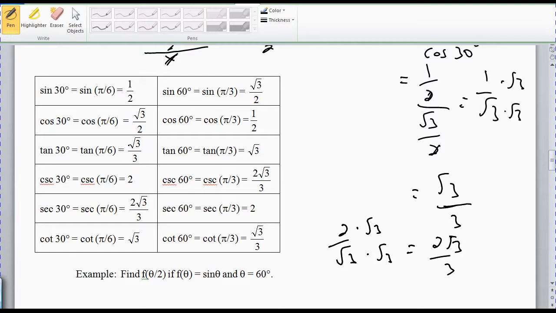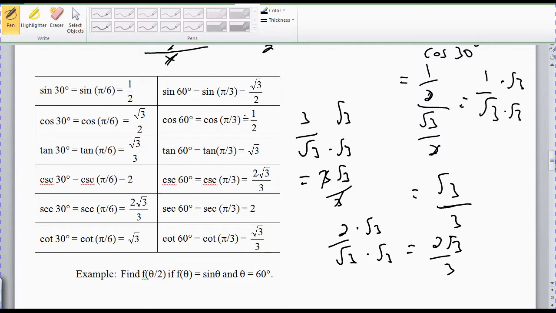Cotangent of 30 is the reciprocal of square root of 3 over 3. So if you stack 3 over square root of 3, then if you just flip it over, and once again, you have to multiply. I'm just doing this to save a little bit of time. So we have 3 square root of 3 over 3, and these 3's cancel, leaving the square root of 3.